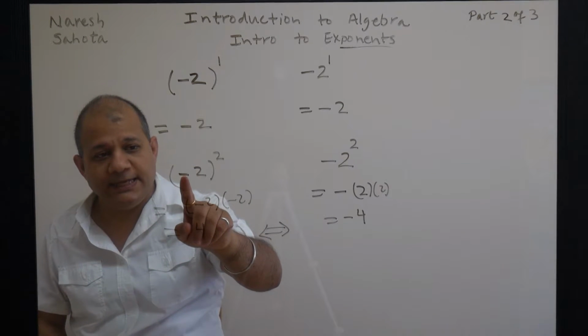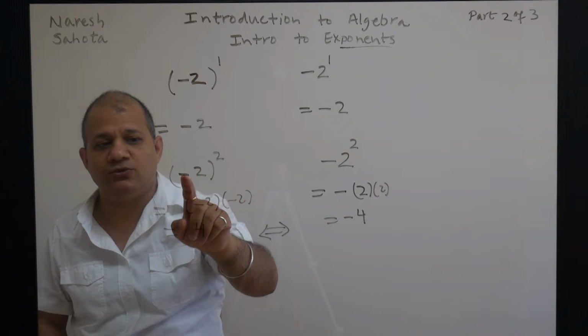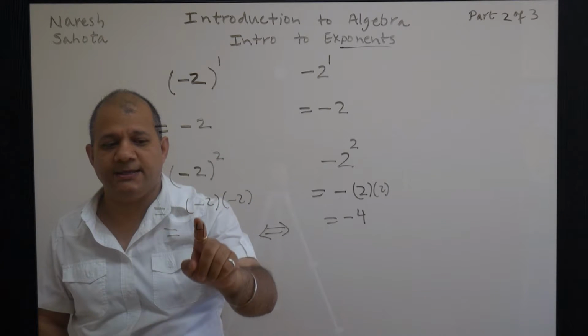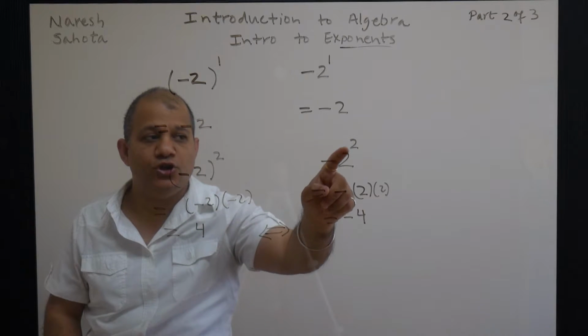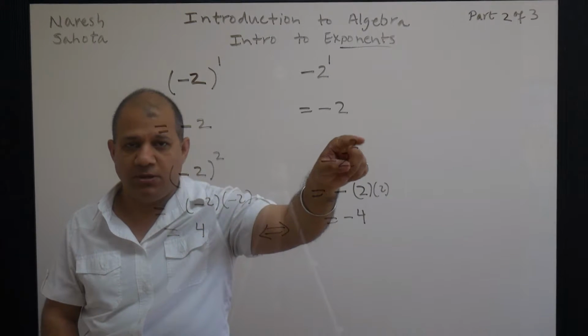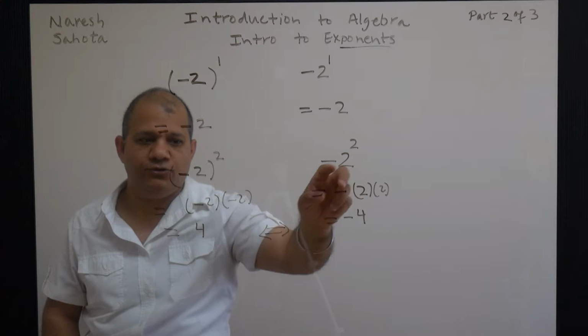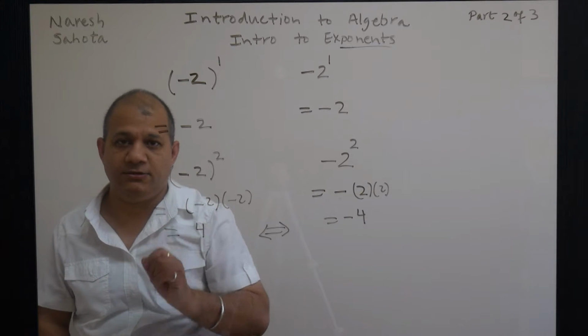So here the negative is inside the bracket, it is also being squared. So when you have a negative 1 raised to an even exponent, the answer is positive. And here you have a negative to which no exponent is being applied, right? It's just a negative factor of negative 1 in front of the 2. So that's the distinction you need to make in your mind and you need to understand.